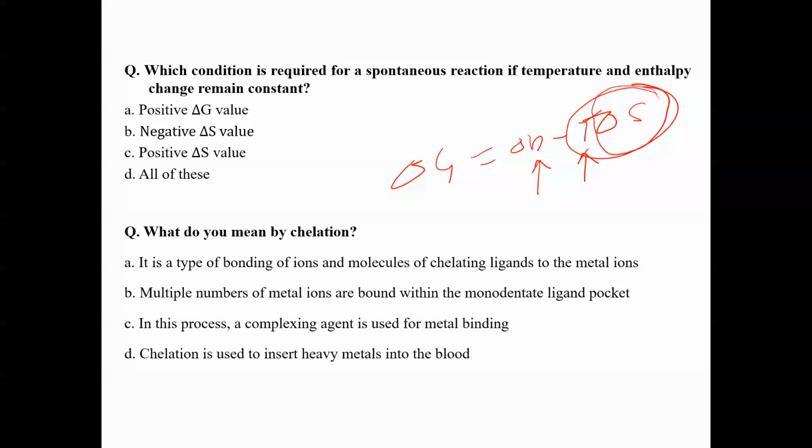Moving forward to the next one, what do you mean by chelation? Okay, I think you already know that. So there are four options. It is a type of bonding of ions and molecules of chelating ligands to the metal ions. Multiple number of metal ions are bound within the monodentate ligand pocket. In this process, a complexing agent is used for metal binding, or chelation is used to insert heavy metals into the blood. Right? Basically, chelation is not used for inserting. It is basically used to extract heavy metals, right? Because metal can easily form the coordinate bond with the ligands, right?